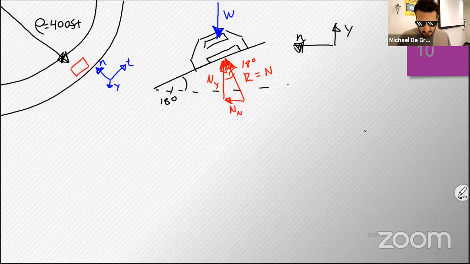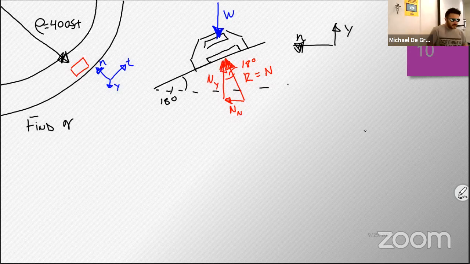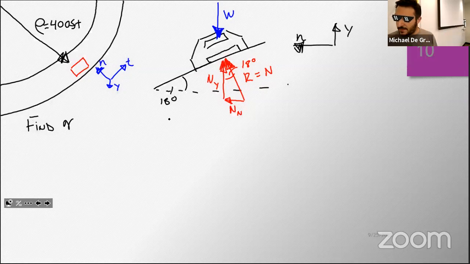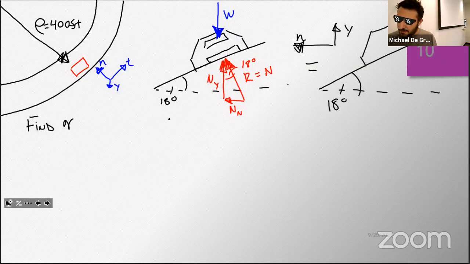Remember, what were we being asked to find? We want to find the velocity of the car. That's the tangential velocity, the forward velocity. So far, so good, right? We've got our free body diagram. Could we draw a kinetic diagram? Sure. Why don't we do that just to ensure that we know which way the accelerations are going. So this free body diagram is going to equal this kinetic diagram.